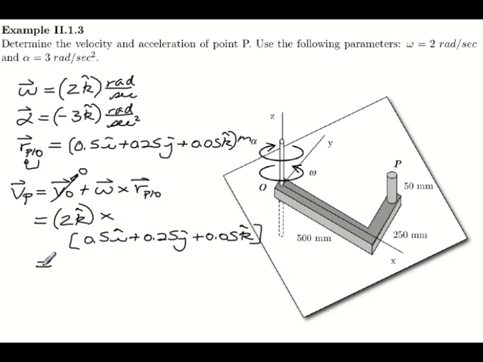As I carry through my cross products, I see I have a k cross i, which is going to give me a j. 2 times a half is 1, so there's going to be a j there. The k cross j gives me a minus i, and if I multiply the 0.25 times 2, that gives me a 0.5, so this is minus 0.5i. And k cross k is a 0. So the velocity of P then is that vector in meters per second.